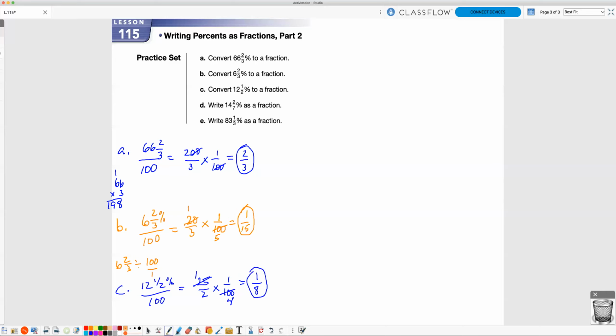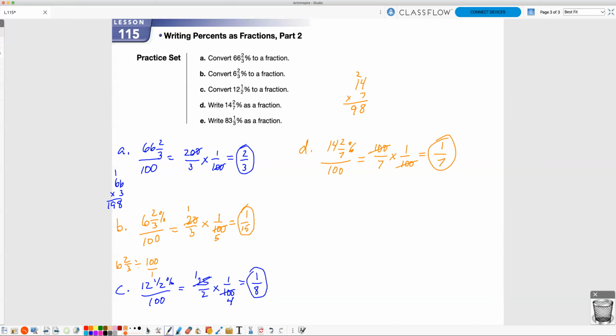And for letter D, it says write 14 2/7% as a fraction. So again, 14 2/7% as a fraction is divided by 100. I need to take 14 times 7 to find out what that is. This would be 98. 98 plus 2 makes 100, so that'd be 100 over 7, and this would be times 1 over 100 again. Now I see right away this 100 cancels that 100 out, and all I'm left with is 1 in the numerator, 7 in the denominator.